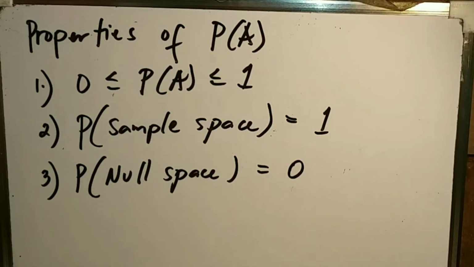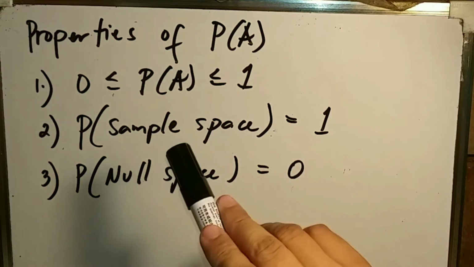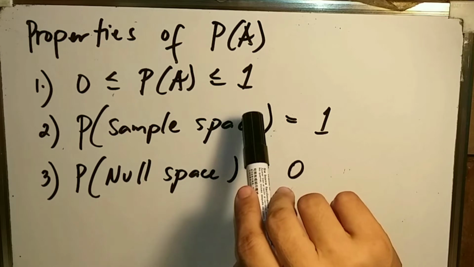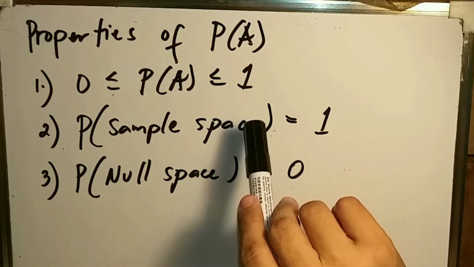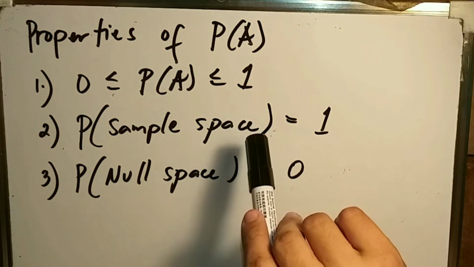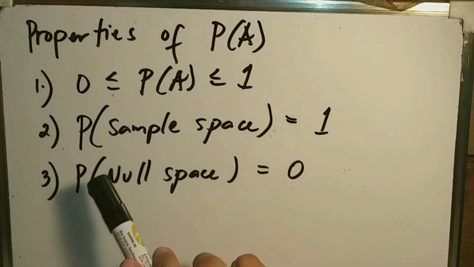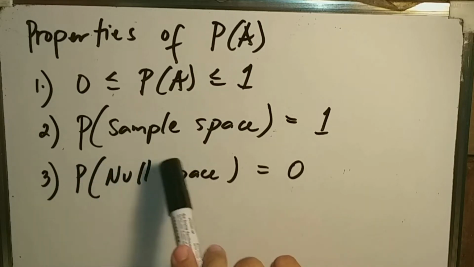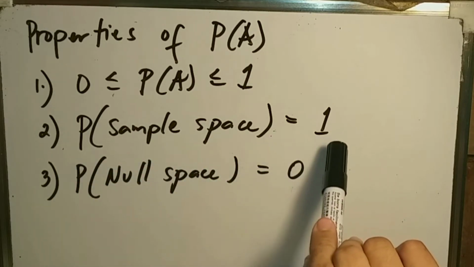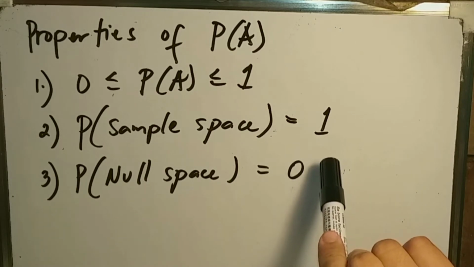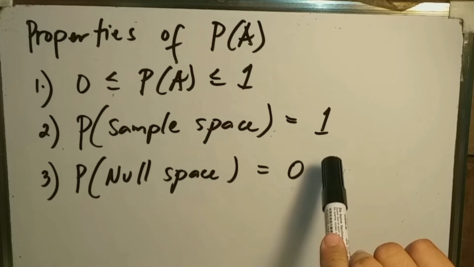So these are some properties of a probability of an event. The first one, the probability of an event must be between 0 and 1 inclusive. So we do not have any negative probability or a probability that is greater than 1. For number 2, the probability of the sample space is always equal to 1. So if we are sure that the event will happen, your probability would be 1.